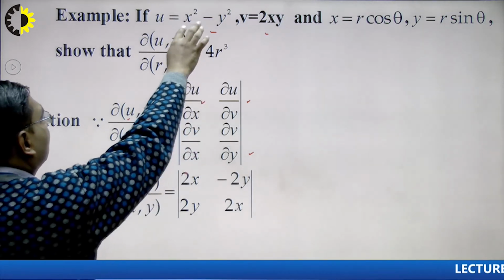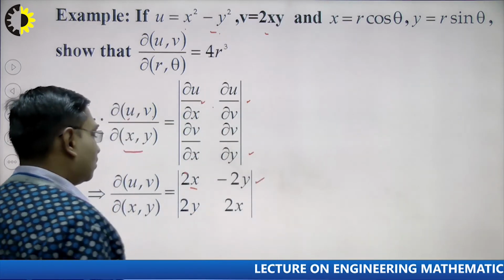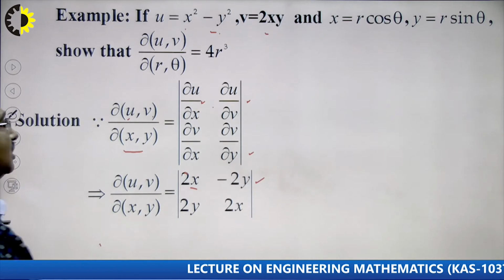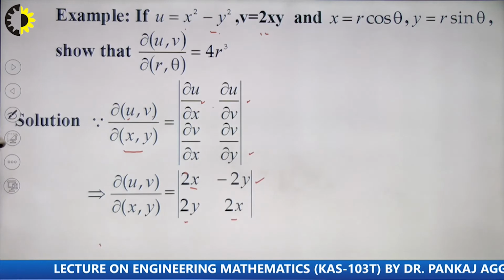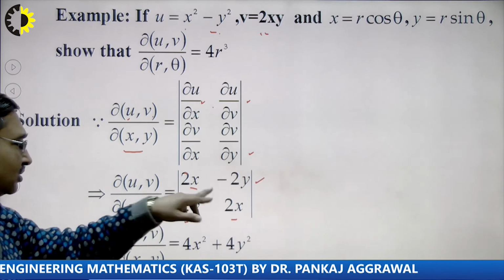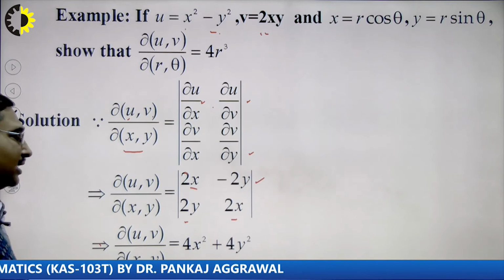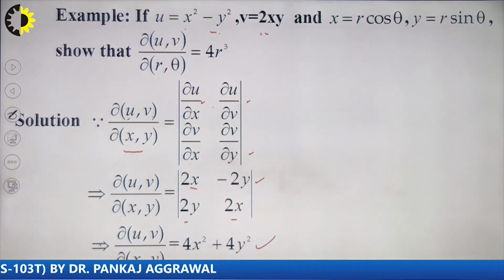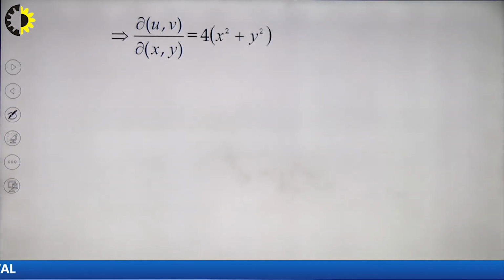Del u over del x from this u comes out to be twice x. Del u over del y comes out to be minus 2y. Del v over del x comes out to be twice y, and del v over del y is 2x. Simplifying it, multiplying these two, it will give 4x square. Multiplying these two will be minus 4y square, and subtracting, I obtain the value of Jacobian del uv over del xy as 4x square plus 4y square. Now we move towards next Jacobian.